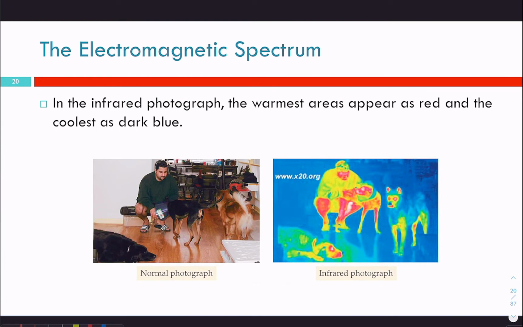So here's an example of an infrared photograph. This is one that's colorized, so you can see the different temperatures. Everywhere that's blue is a cooler temperature. Places that are red are the hottest. Well, white's the hottest. So you can see temperature that way.